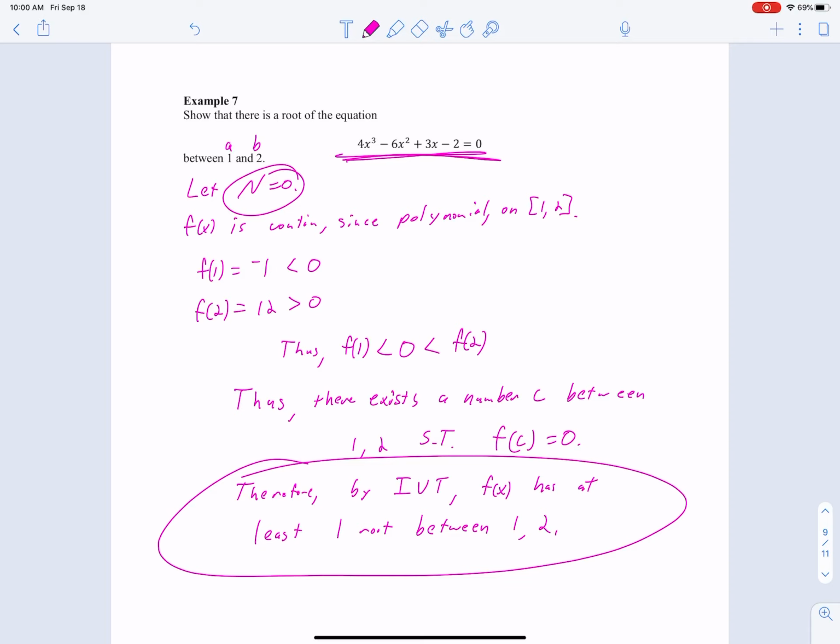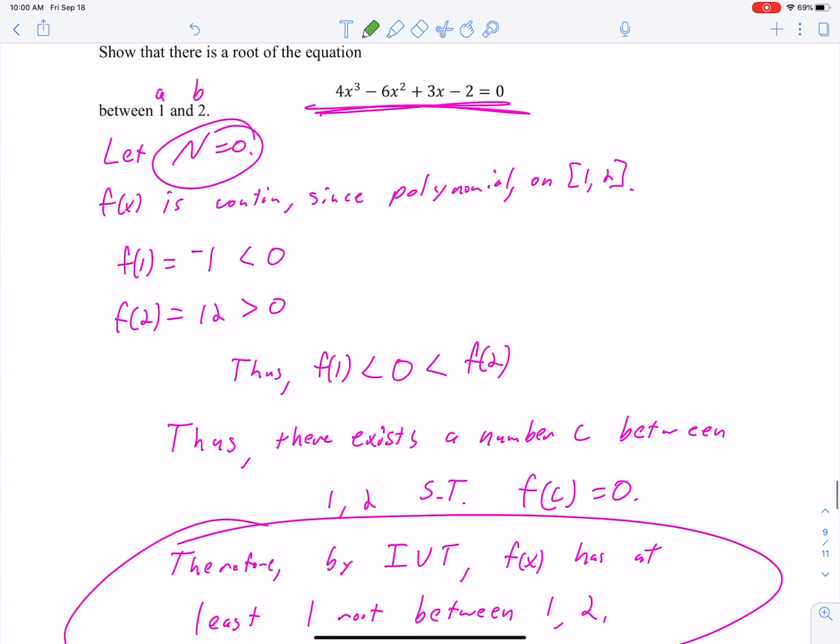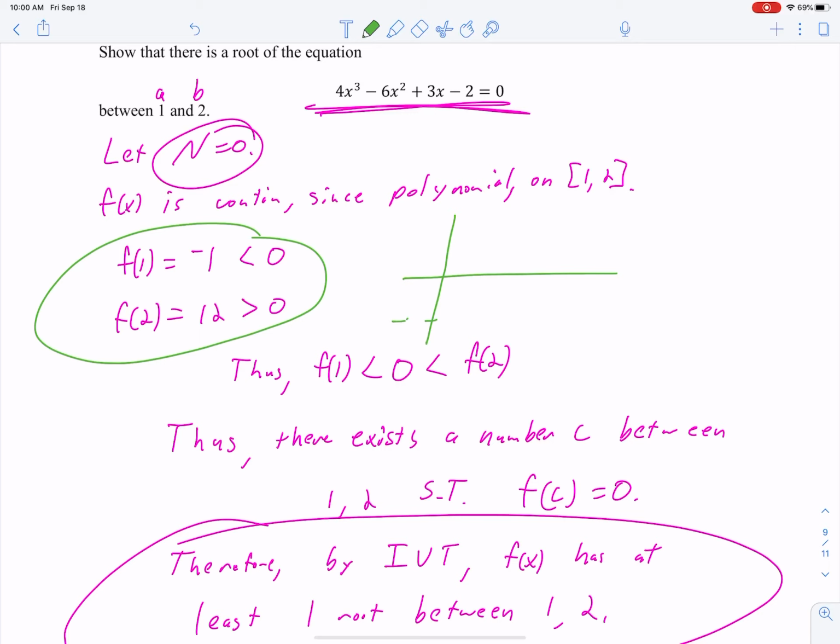I said we'll do this algebraically, which we just did, but let's look at it graphically as well, especially this part in here. We chose n to be 0 because we want a root. We know f of 1 is -1 and f of 2 is 12. So this is just a crude graph here, and again, this is not to scale. There's -1, there's positive 12. That's f of 1 and f of 2. We definitely know that's 0, so we know we have a value here.